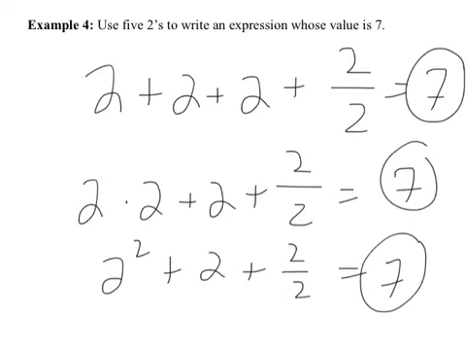Again, 1, 2, 3, 4, 5 2's. So you can do this many different ways. So you can try on your own to come up with other ways to get the value of 7 using 5 different 2's and some of our operations.